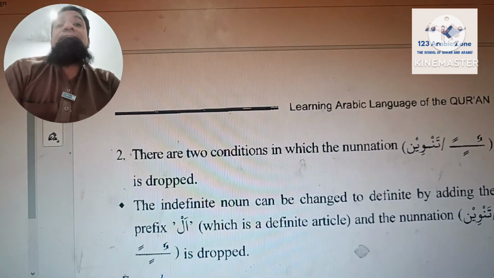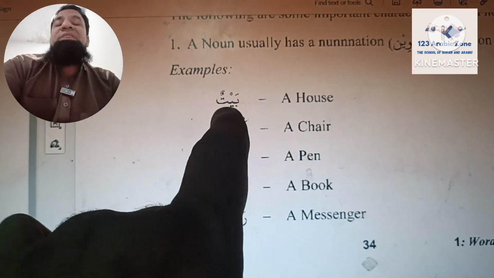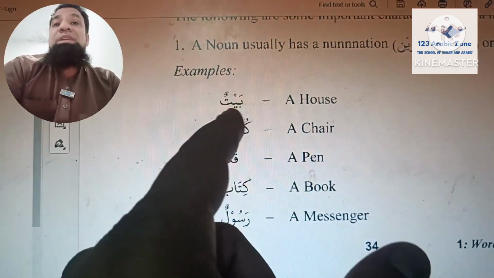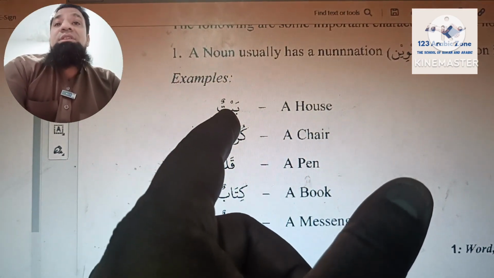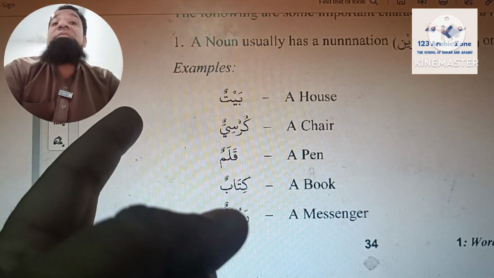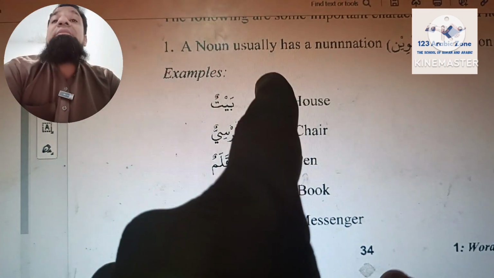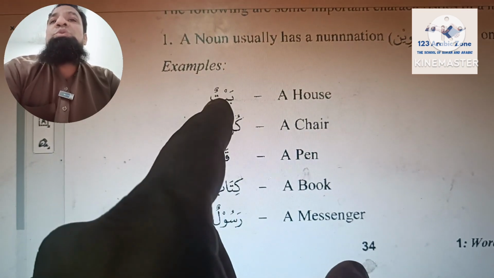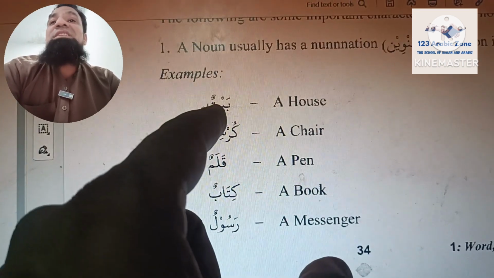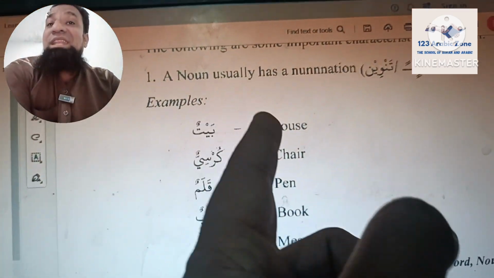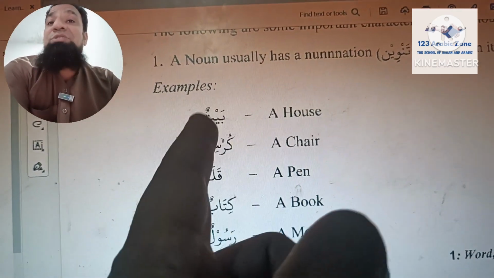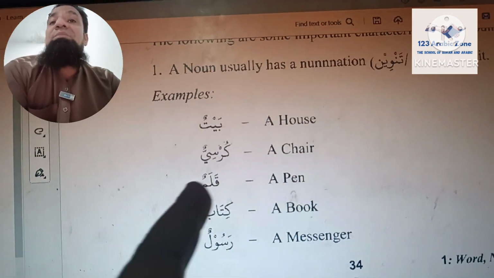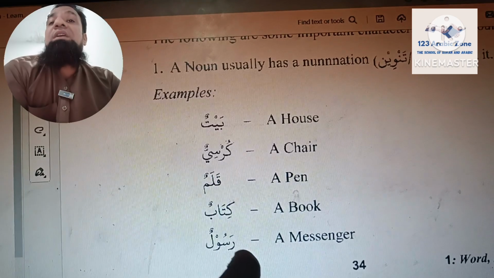Like I will show you. Baytun, when we add al, since baytun is an indefinite noun, it becomes definite with the addition of al. Al plus baytun: al-baytu. The nunation is finished when we add al. Al-baytu, al-kursiyyu, al-qalamu, al-kitabu, ar-rasulu.